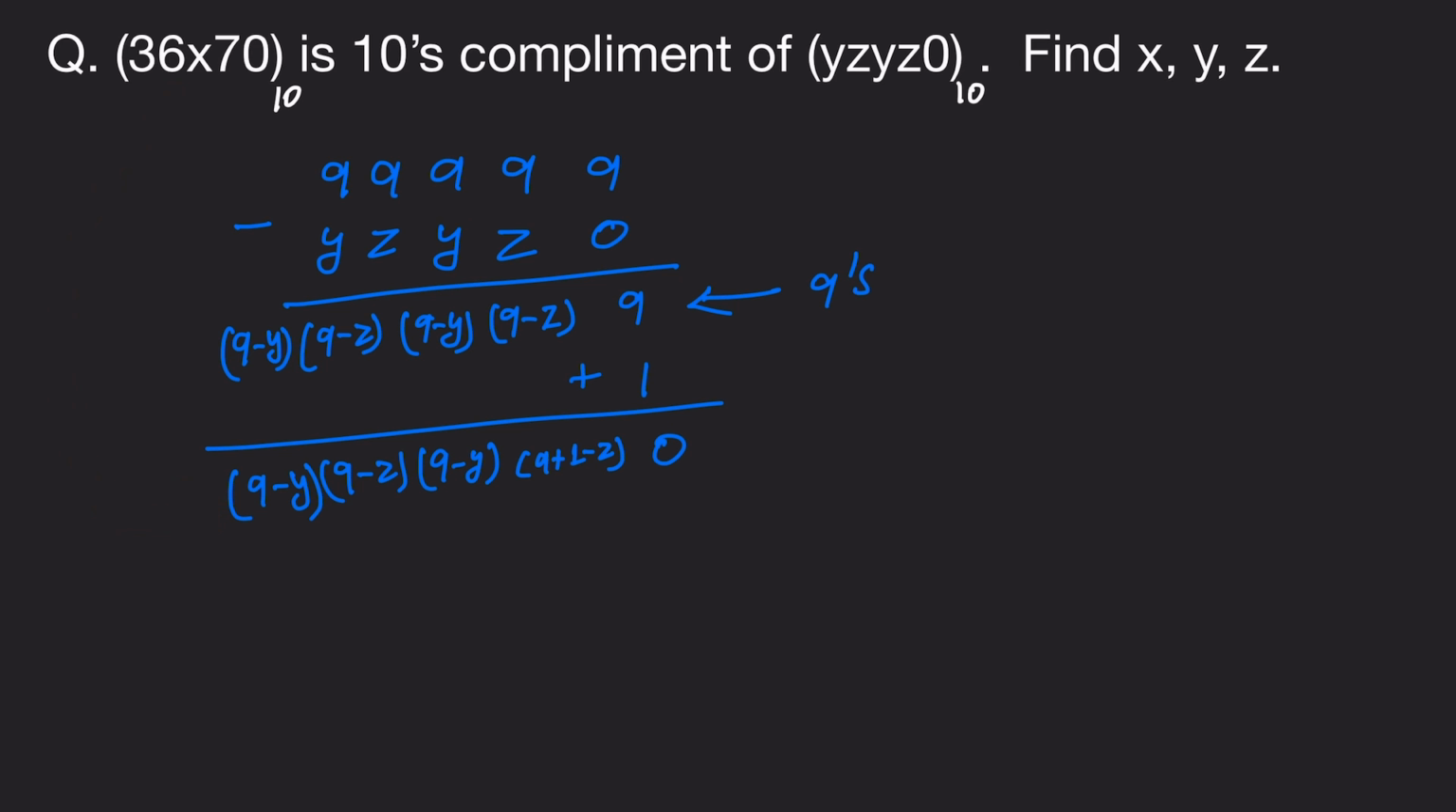So equate these two numbers. This is 3, this is 6, this is x, this is 7, and this one is 0. So by equating both, we can find the x, y and z values. So 9 minus y is equal to 3. Therefore, y is equal to 9 minus 3, equal to 6. Therefore, y is equal to 6.